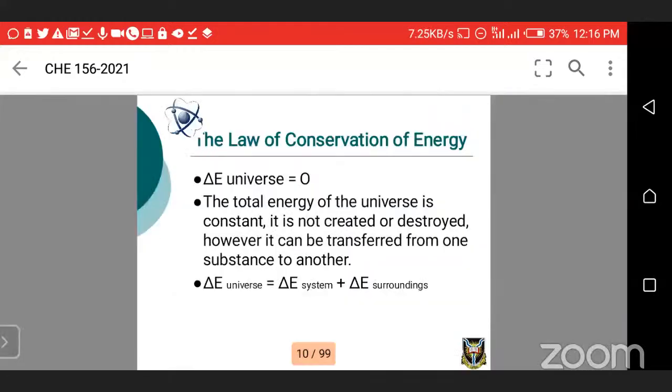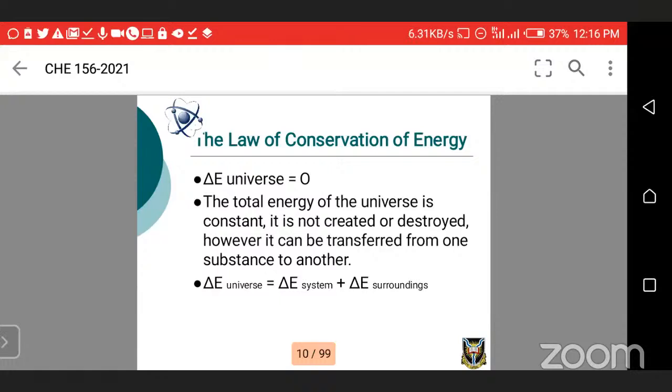Now, in equation form, it means delta E, which is the change in energy of the universe, equals 0. Nothing goes in, nothing comes out. So the total energy of the universe is constant. It is not created or destroyed. However, it can be transferred from one substance to another.